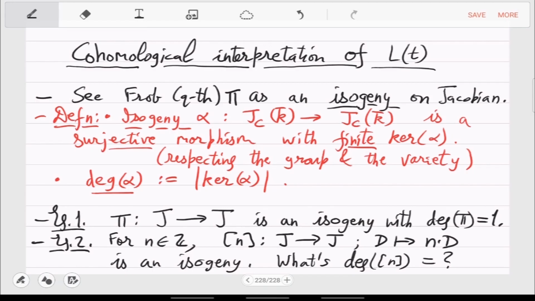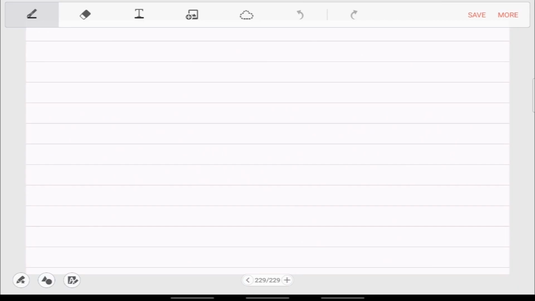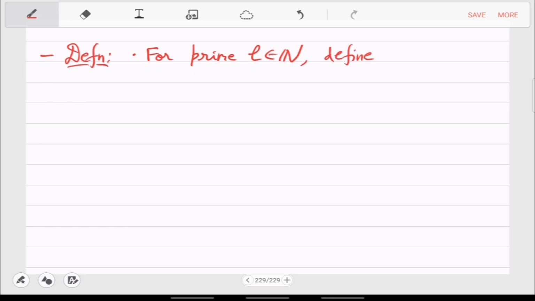For this, we would have had to work hard. But now, since we have the Riemann hypothesis and all, we can actually reach it pretty fast. So let's do that. Let's do the degree calculation. So for that, I'll need one more thing. For prime L, define this kernel, which is a finite set. It's a finite subgroup of J.